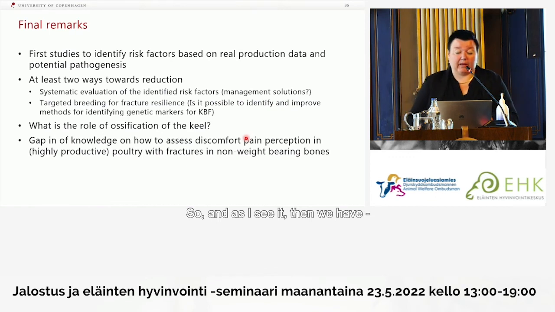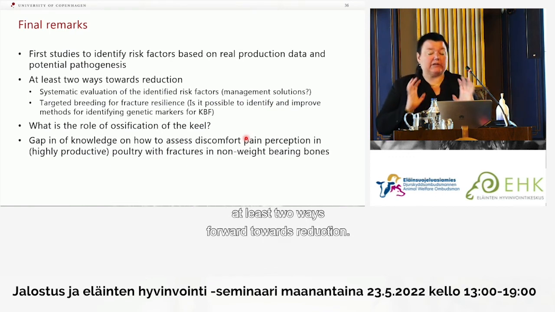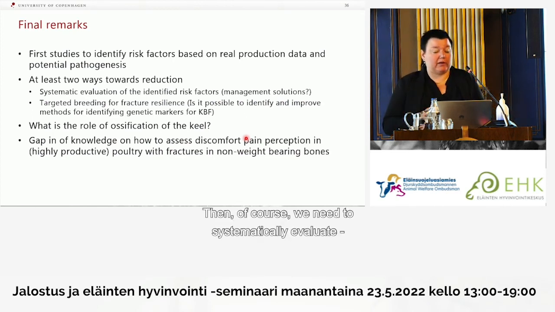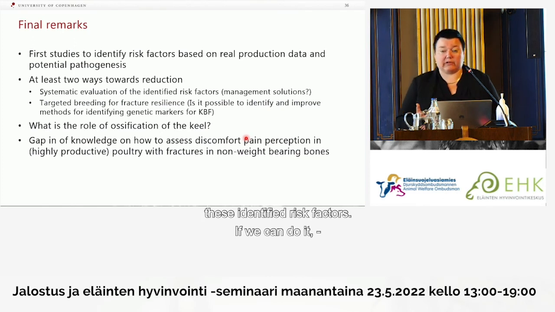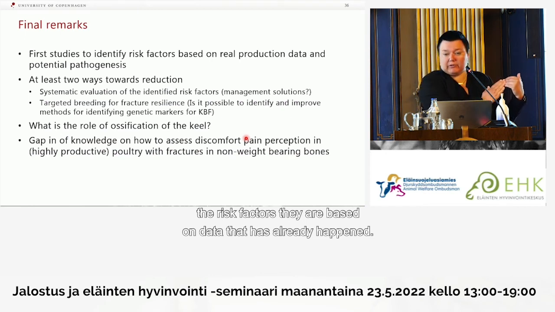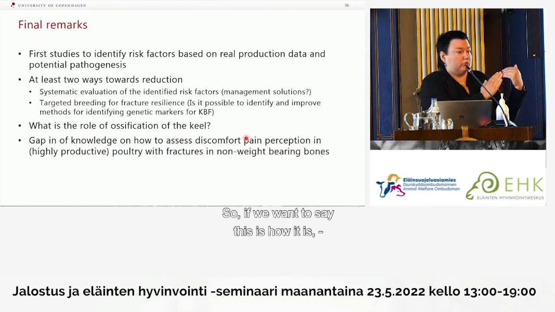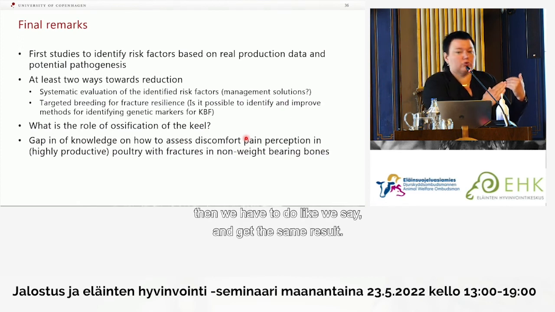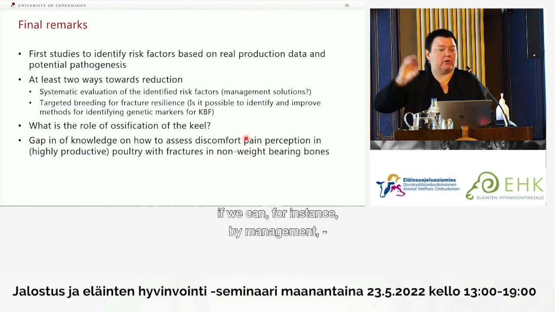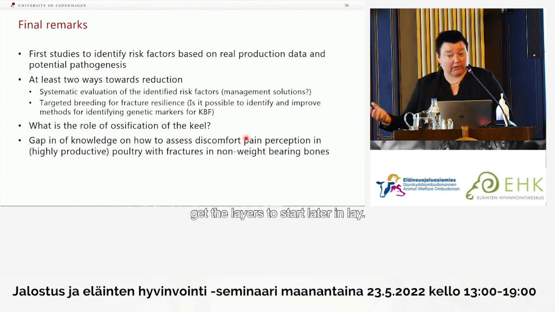As I see it, we have at least two ways forward towards reduction. Of course we need to systematically evaluate these identified risk factors if we can. The risk factors are based on data that has already happened. So if we want to say this is how it is, then we have to do as we say and get the same result. That is, we need to see if we can control, for instance by management, getting the layers to start later in lay.